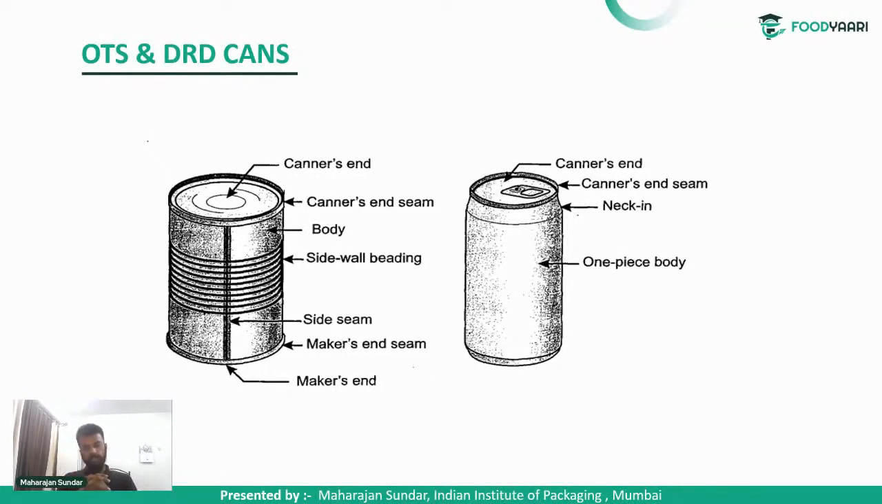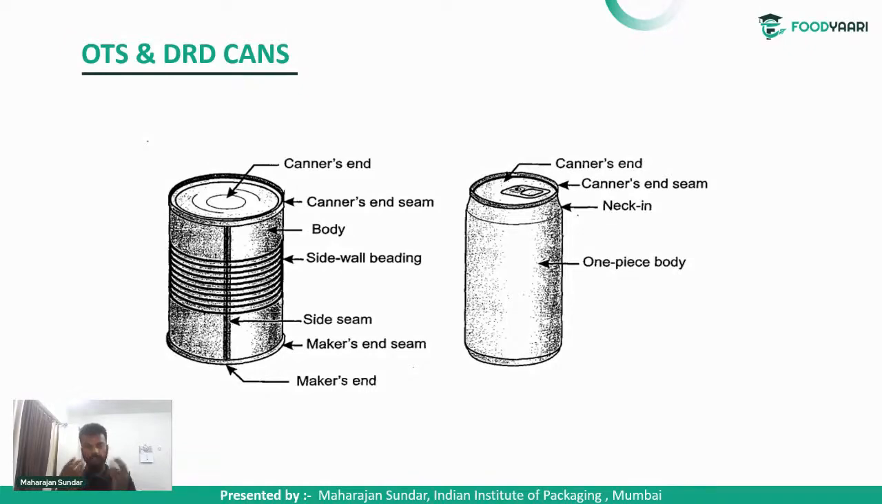Why is it known as a three-piece can? The three-piece cans are called so because the top closure, bottom closure and the body are made separately, and by various mechanical actions the three parts are put together and then it is packed. Hence, it is known as three-piece cans. And why is it known as two-piece or draw and redraw cans? Two-piece cans have only two components: a one-piece body, and only one closure at the top. The three-piece can has a seamer's end, the maker's seam end.